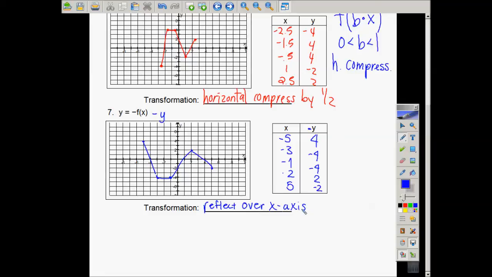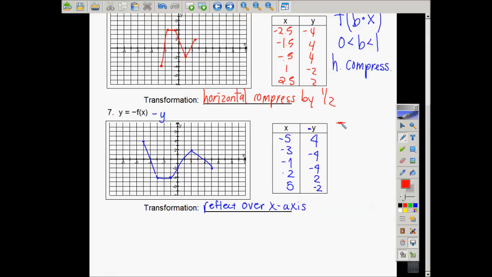So, if you want to do the summary, summarize what I have. This is just to help you remember what everything means.